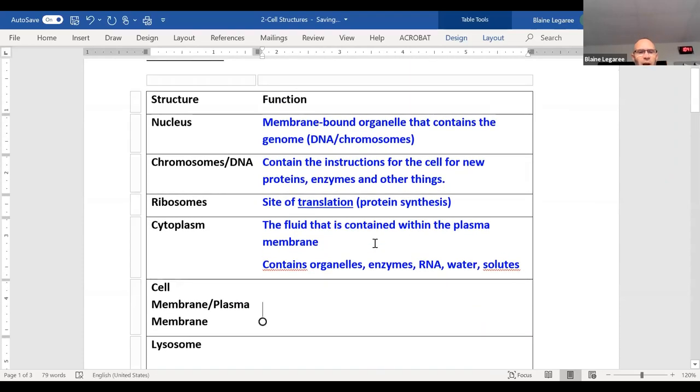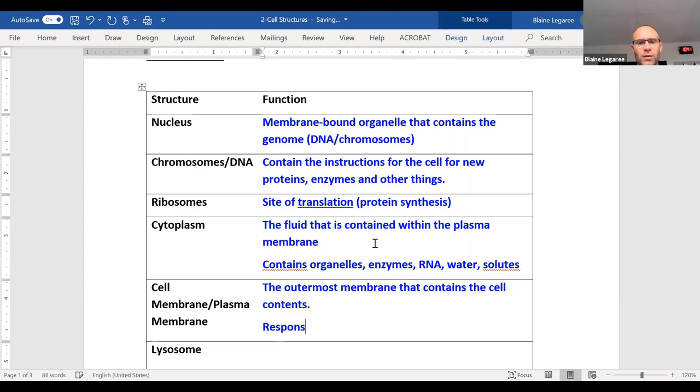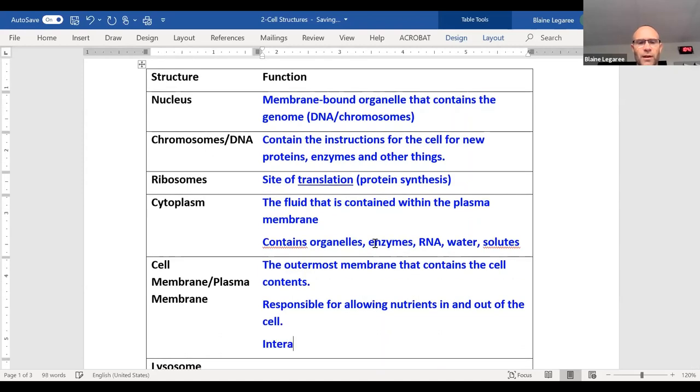So we have the cell membrane, plasma membrane. So I'm probably going to use the term plasma membrane, but like I said, you can use it interchangeably with cell membrane. So this is in a eukaryotic cell, at least the outermost membrane that contains the cell contents. Second note is responsible for allowing nutrients in and out of the cell, and also interacts with the environment.